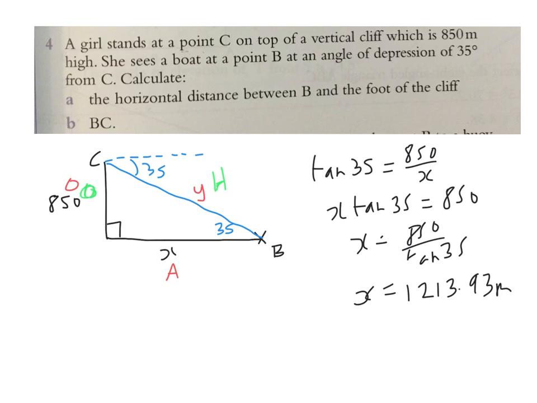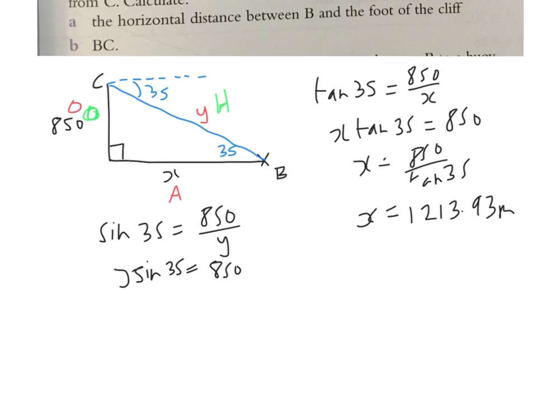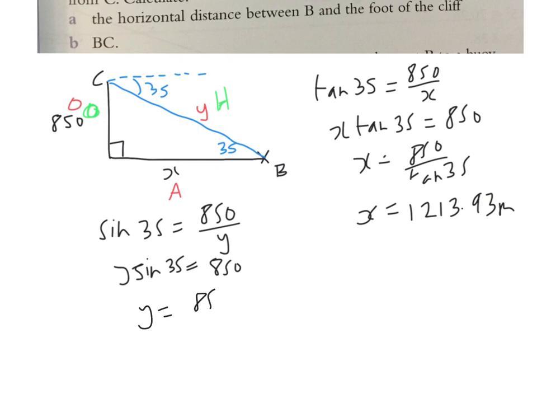and H is sine. So if we get the sine equation, we get sine of the angle, sine 35 equals the opposite, 850, divided by the hypotenuse, which is Y. If we rearrange that, we get Y sine 35 equals 850. So Y is 850 divided by sine 35, and that gives 1481.93 meters.